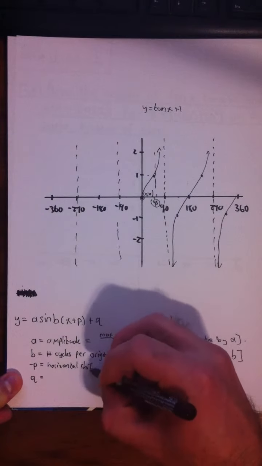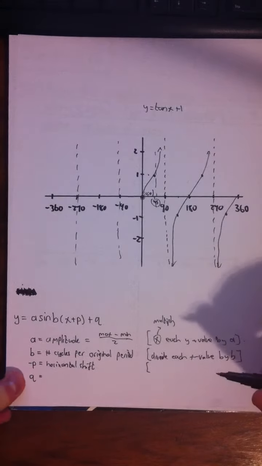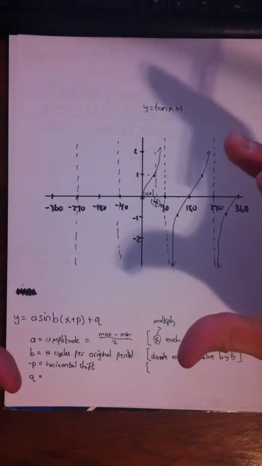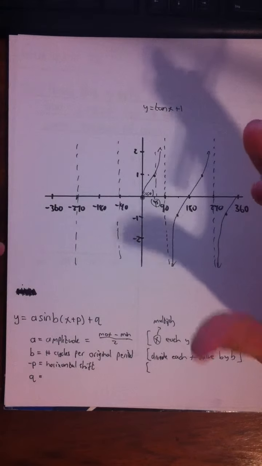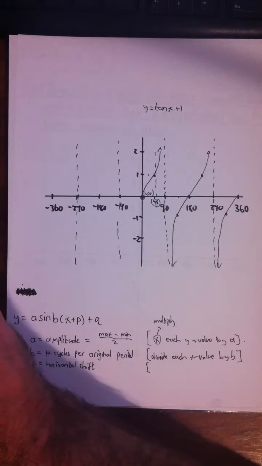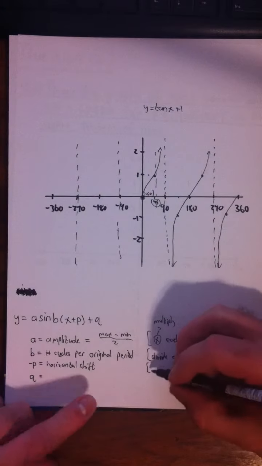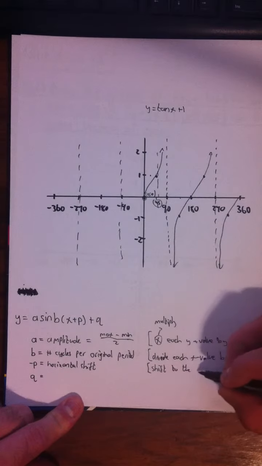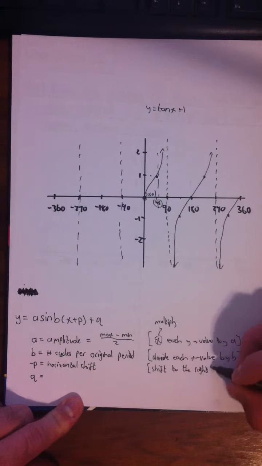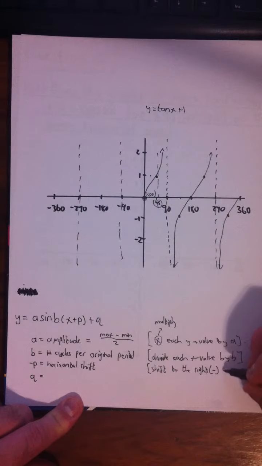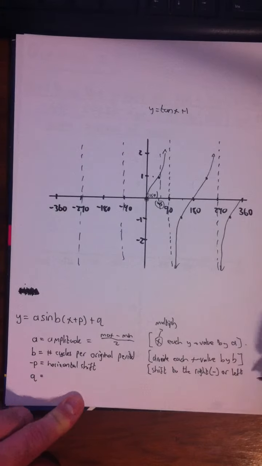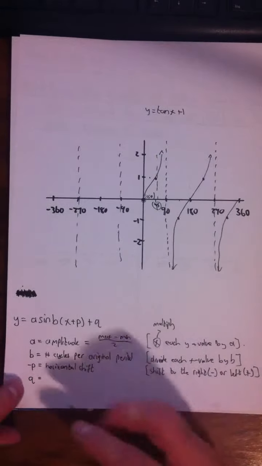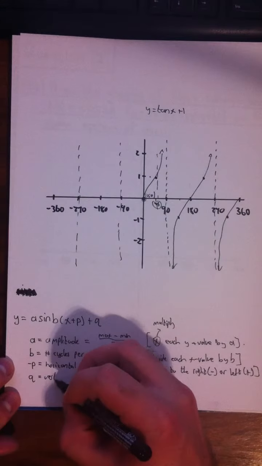Okay, horizontal shift. That just means if we had tan of, in brackets, x plus 50, we'd move every point 50 to the left on the x-axis. So all we do is shift to the right or left. Here the right will be if it's a negative sign, and the left will be if it's a positive sign on the x-axis.